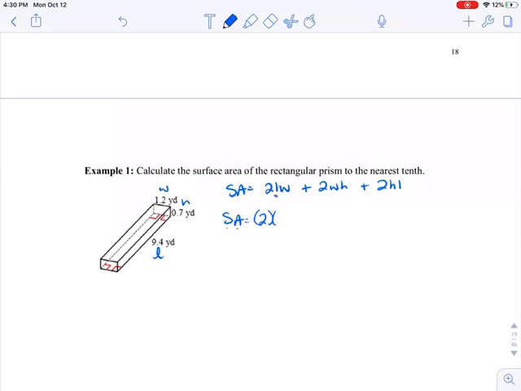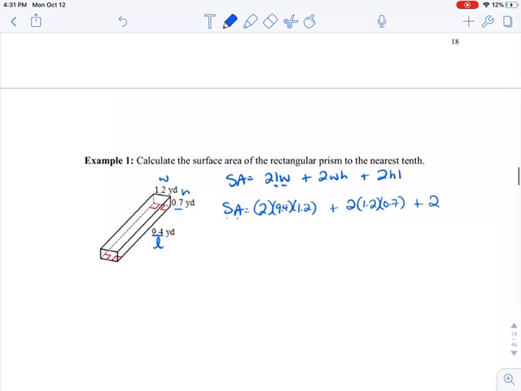So what's our L? 9.4. And what's our W? That's 1.2. Plus 2, what's our width? 1.2. And our height, 0.7. And then our last calculation here, height and length. So our height is 0.7 and our length is 9.4.